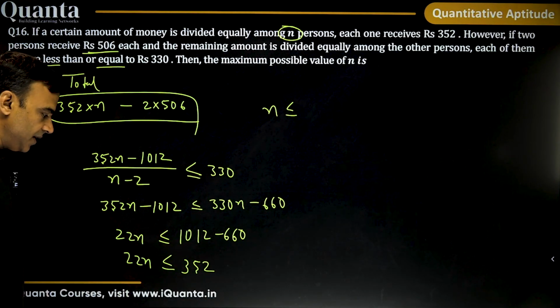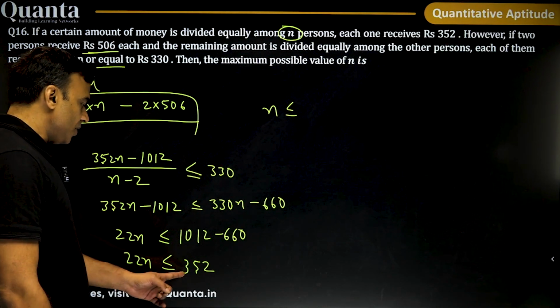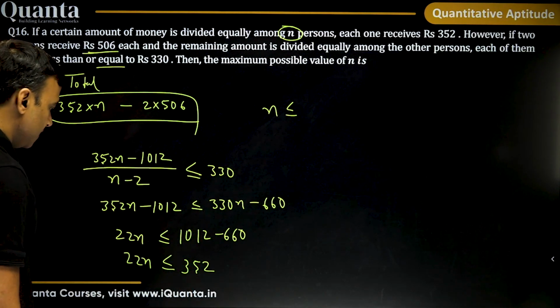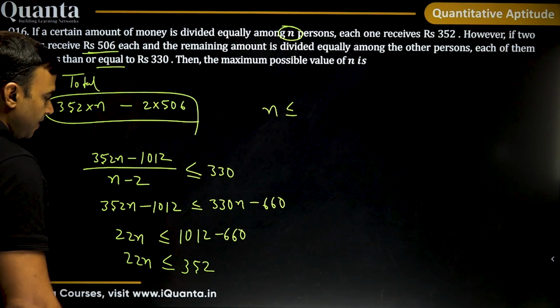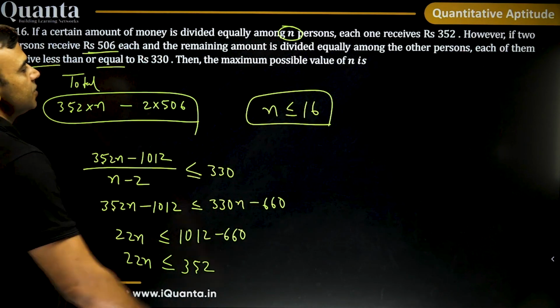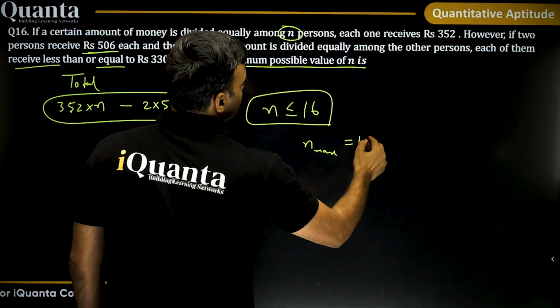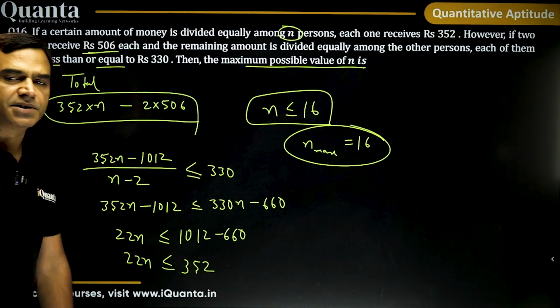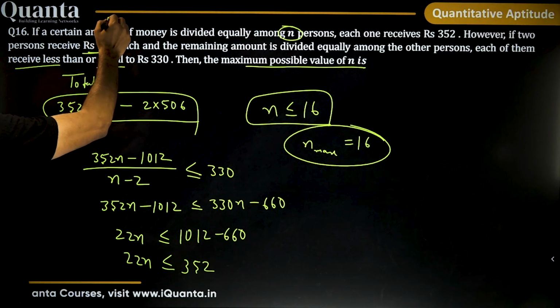I think it will divide directly. Just check it carefully. 330 is 15 times, perfect, 16 times. So n is less than or equal to 16. So the maximum possible value of n, clearly, is 16. So this was a very simple question based on a basic concept. So the answer of the question is 16.